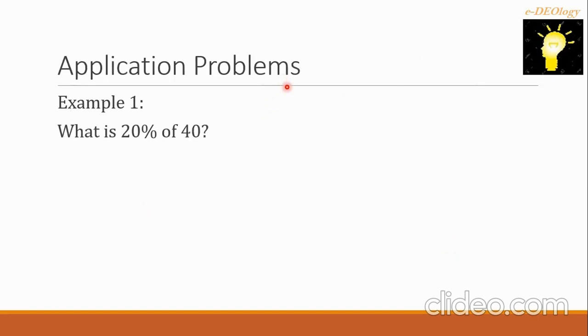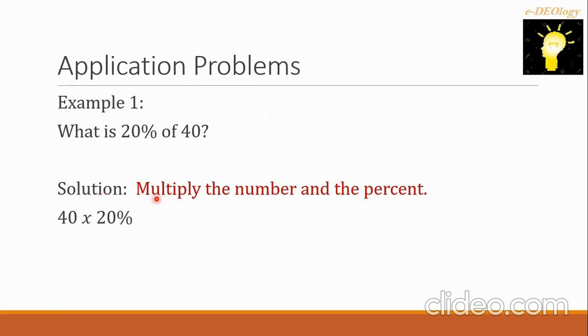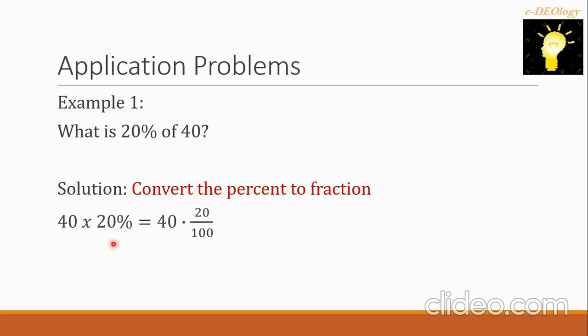Let us see some application problems. Let's have example 1. What is 20% of 40? For the solution, it says we multiply the number and the percent. So the 40 is the number multiplied by this 20%. The next step is we will convert the percent into fraction. And then in the normal procedure, we're going to simply multiply the 40 by 20, and then the result we will divide by 100. However, if we can do some cancellation on this 40 and 100, we will do so.